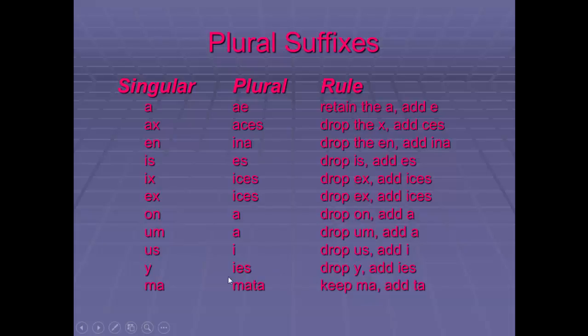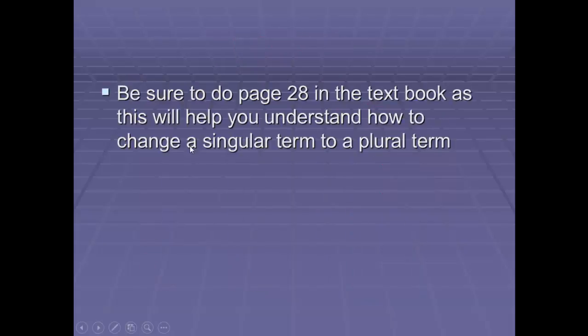For the term ending in Y, it's just like the English language. You drop the Y and add IES. And then the last rule is if a term ends in MA, you keep the MA and add TA. So carcinoma is singular; carcinomata then becomes the plural form of that word. Be sure to do page 28 in the textbook, as this will help you understand how to change a singular term to a plural term. There's a worksheet where you will apply those rules and change a word from its singular to its plural form.